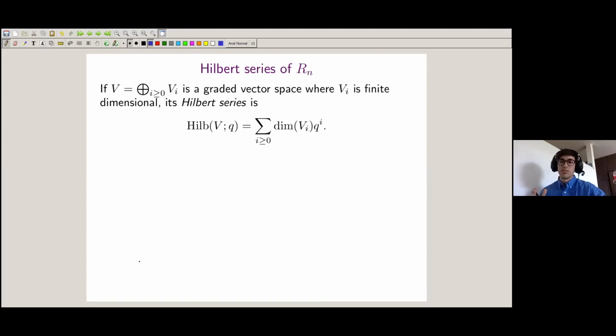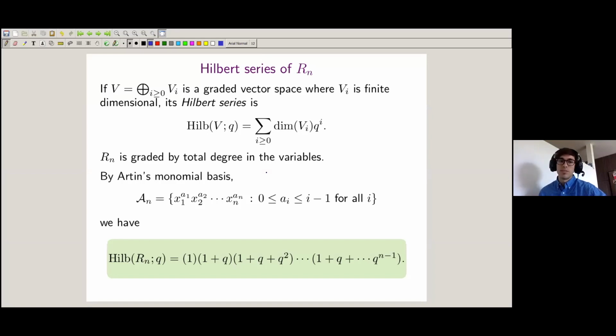And so to relate this back to the formula we had on the first slide, we need to look at the Hilbert series of Rn. So recall that if you have a graded vector space, so if V is a direct sum of Vi's, where Vi is the ith piece, and suppose that Vi is finite dimensional for all i, then its Hilbert series is just the generating function over the dimensions of the graded pieces. So you take the sum over the dimension of Vi times q to the i.